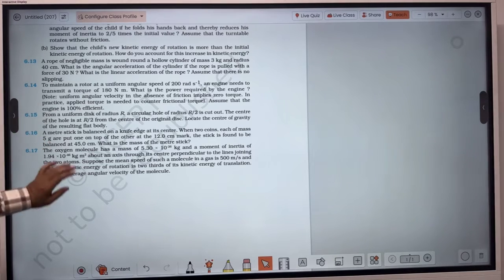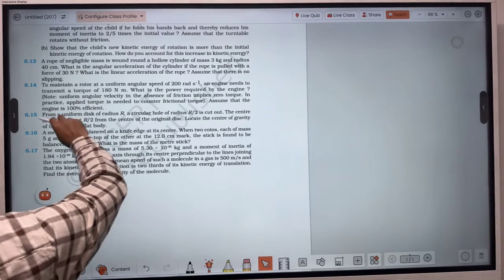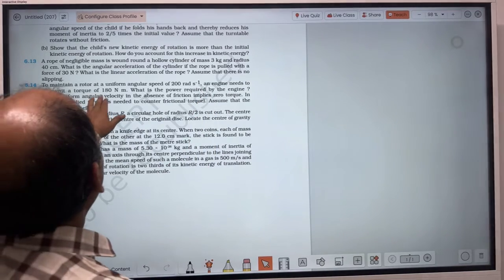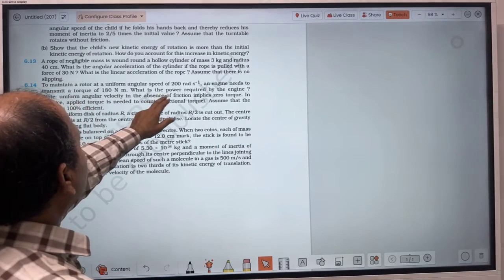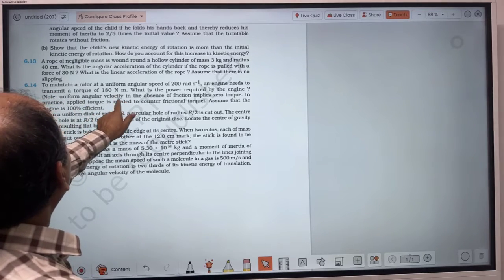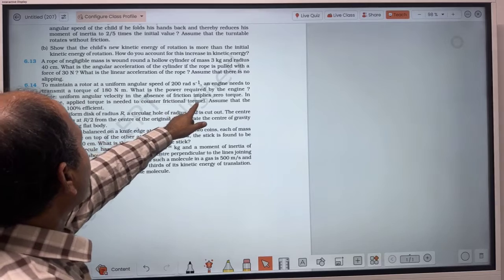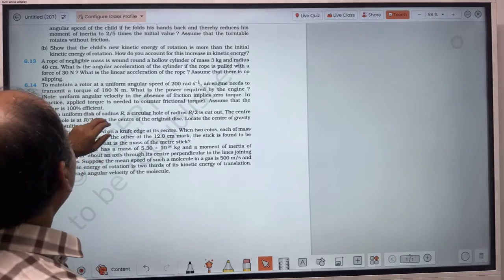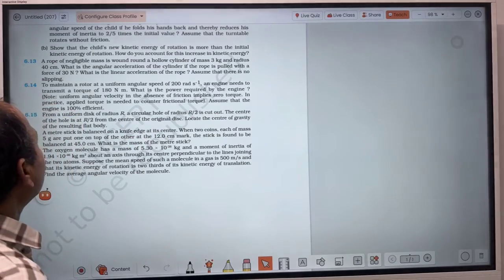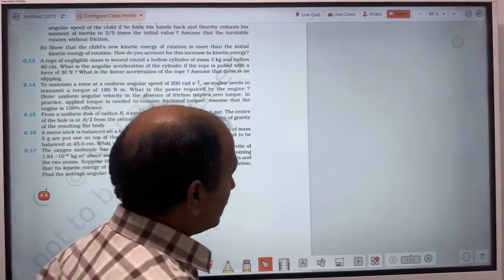Question number 14. To maintain a rotor at a uniform angular speed of 200 radian per second, an engine needs to transmit a torque of 180 Newton meter. What is the power required by the engine? Uniform angular velocity in the absence of friction implies zero torque. In practice, applied torque is needed to counter frictional torque. Assume that the engine is 100% efficient.